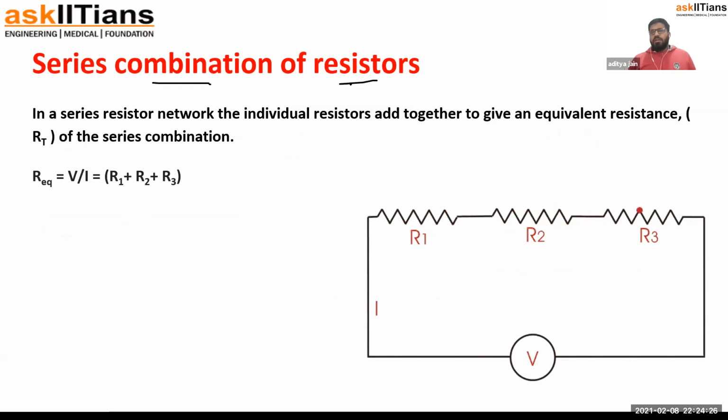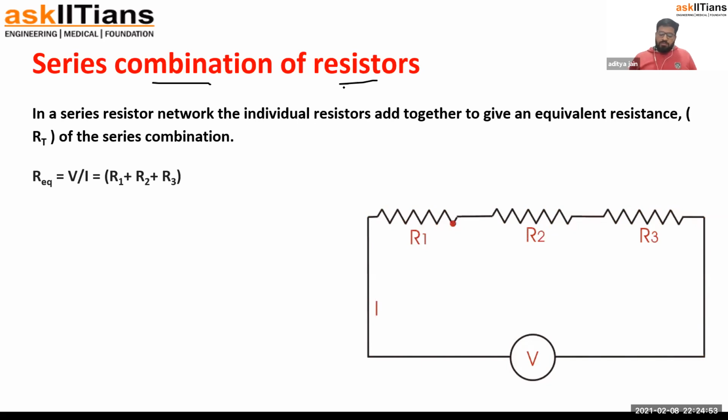So basically we are interested in finding the combination of resistors. If many resistors are given to you in a circuit, and I want to replace all the resistors with a single resistor whose effect will be equal to the combined effect of all the resistors, then that single resistance will be known as the equivalent resistance of the circuit.